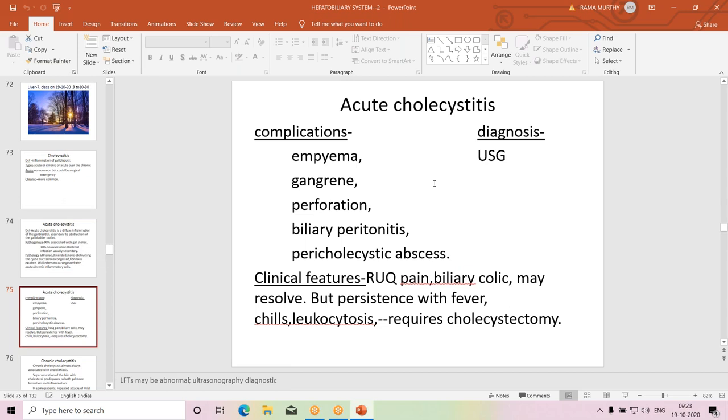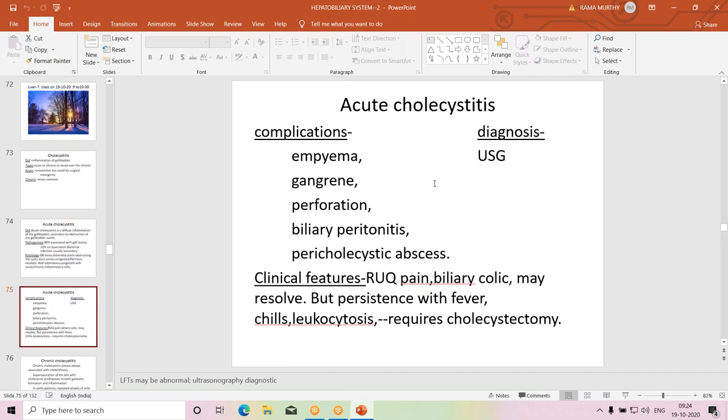Clinical features first. The patient will have right upper quadrant pain, that is the region of the gallbladder, biliary colic, which may resolve in mild cases. But if it persists, and particularly when it is associated with nausea, vomiting, fever, high grade fever, chills, leukocytosis, then one has to think of cholecystectomy, that is removal of the gallbladder. Otherwise, the complications may arise.